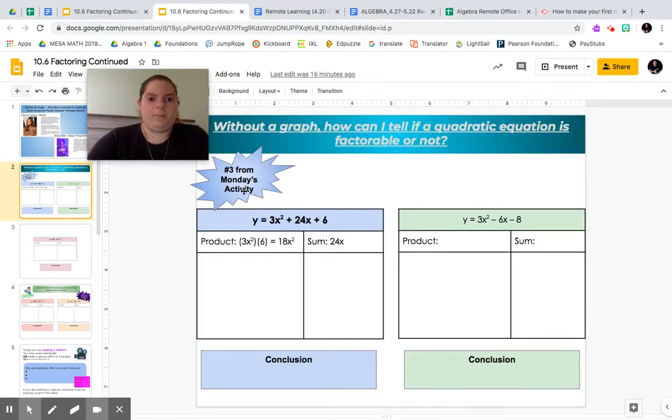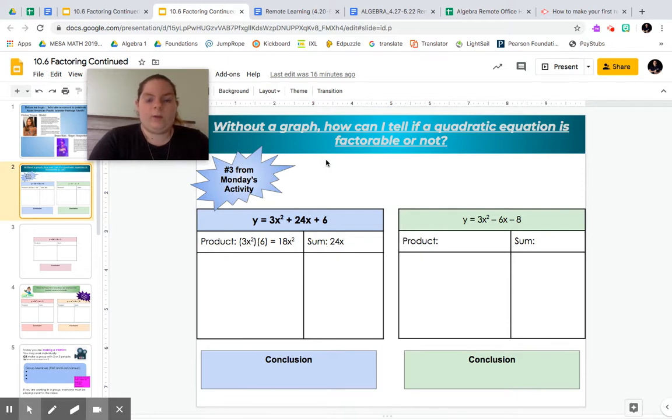All right. So now, today's goal. Without a graph, how can we tell if a quadratic equation is factorable or not? We spoke about last week how factoring is going to help us find the roots because we need to solve for x essentially. And we've seen from Monday that some are really easy to do because they have perfect roots, which means whole numbers, but some of them are not factorable because their roots are not perfect numbers. They are irrational or long decimals or weird fractions or whatever the case may be.